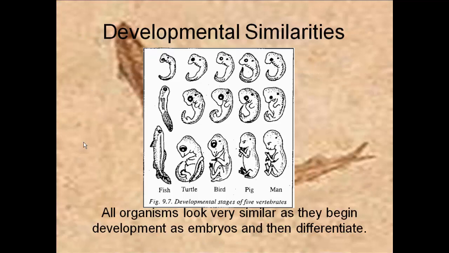Developmental similarities, or embryology. Guys, if you look at this, this always fascinates me. If we're looking at a fish embryo, a turtle embryo, a bird embryo, a pig embryo, and an embryo of a human being, can you guys see the similarities between them? Tails, pharyngeal gill slits, eyes. So you see that they all are extremely similar. And as these embryos develop and differentiate, that's when you're going to start to see what they really are.